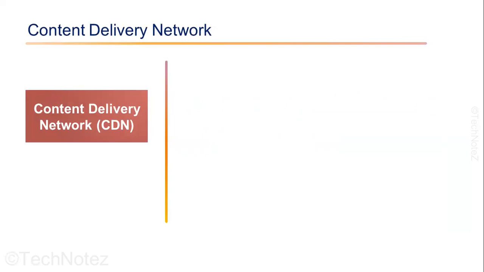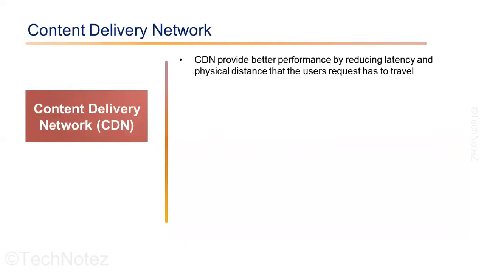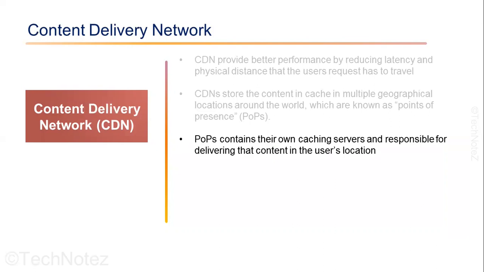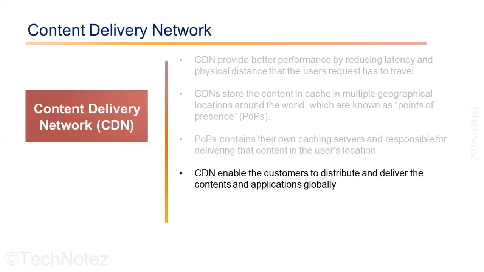Once you host the application on the cloud, you would want users to get better performance when they access the application. The goal of the CDN is to reduce the latency by reducing the physical distance that the user's request has to travel. CDNs store a cached version of your website content in multiple geographical locations around the world, which are known as points of presence. These points of presence contain their own caching servers and are responsible for delivering that content in the user's location. Content delivery services enable customers to distribute and deliver content and applications globally.